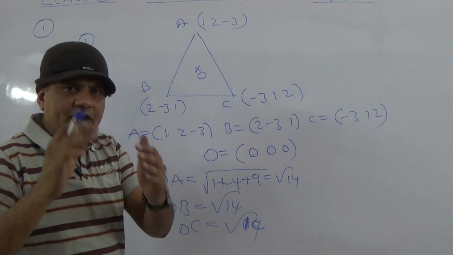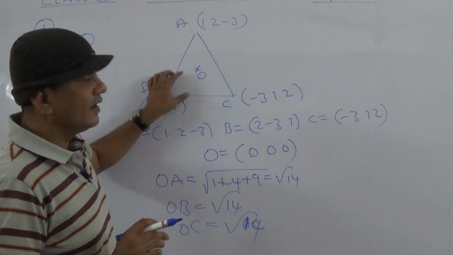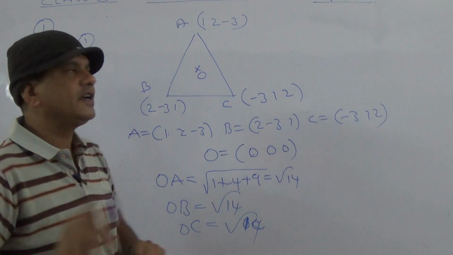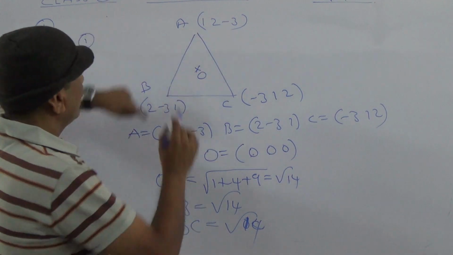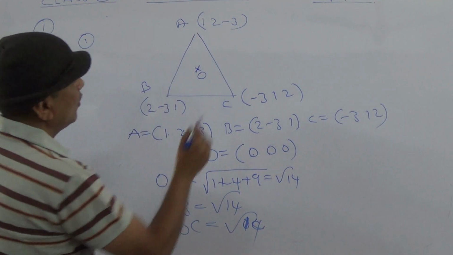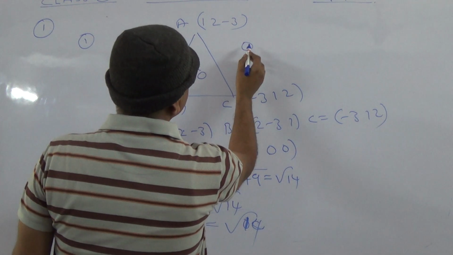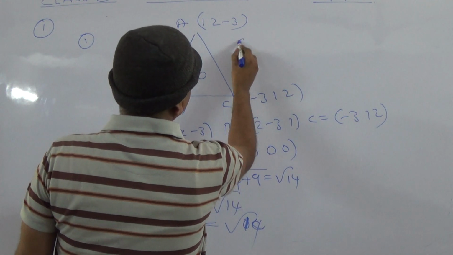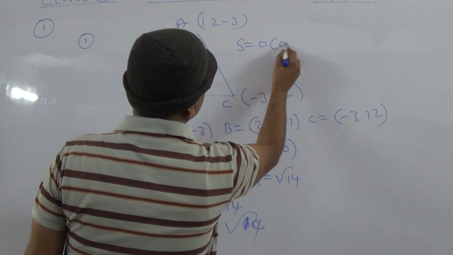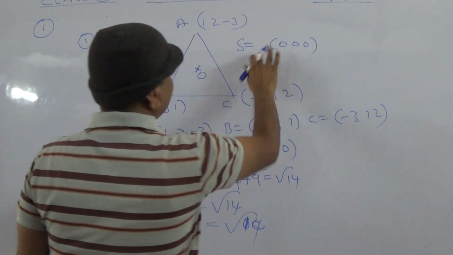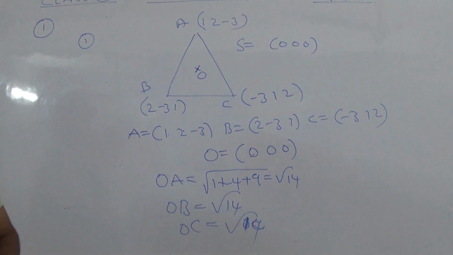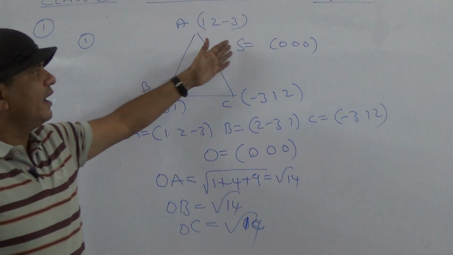We know that if any point is equidistant from the vertices, then it is called the circumcenter of the triangle. Therefore here O is the circumcenter. Now O is the circumcenter, which is the origin, that means (0, 0, 0). So the circumcenter of the triangle is (0, 0, 0).